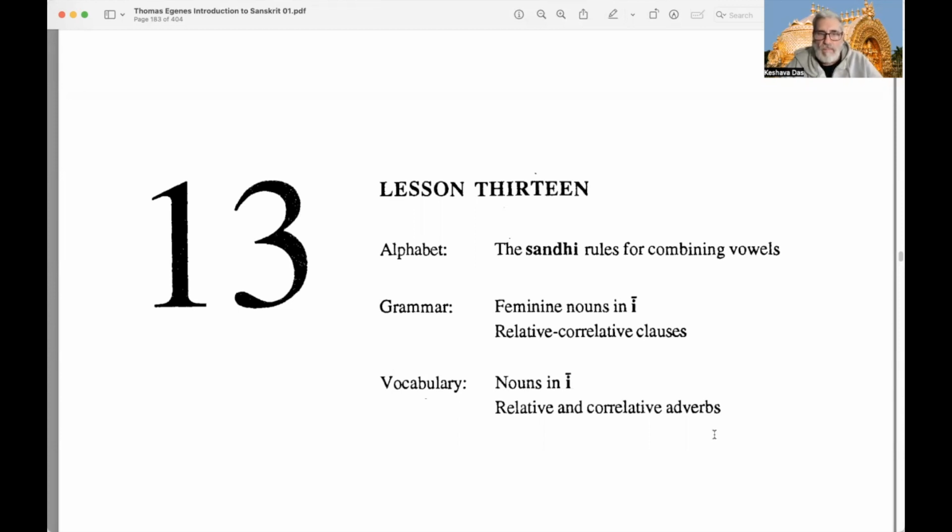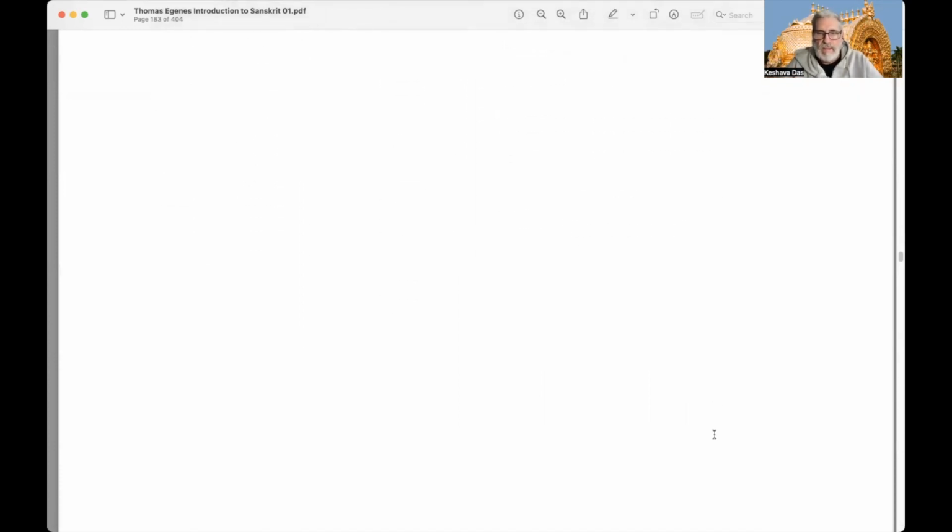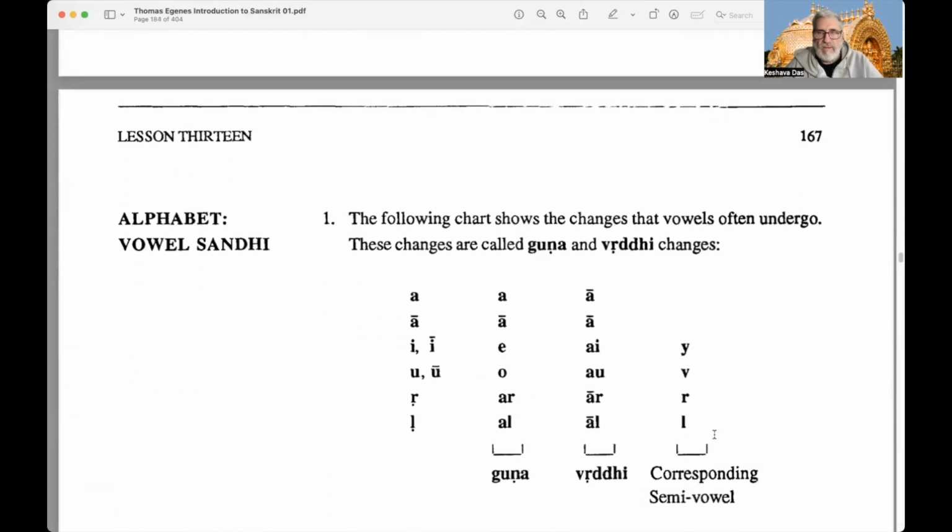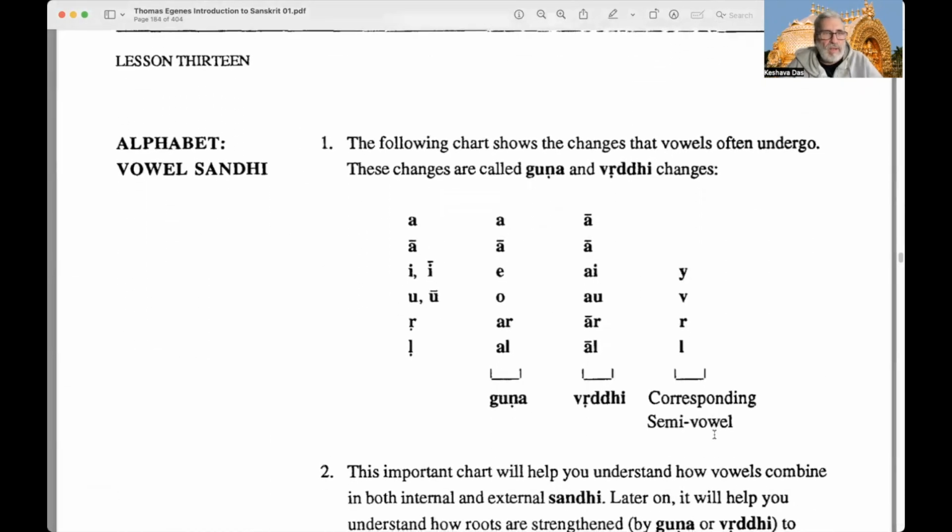Also, relative and correlative adverbs. An adjective helps to describe a noun or a name, right? And an adverb helps us to describe the verb, okay? That's a very simple understanding of what an adverb is. Okay, so let's go ahead.